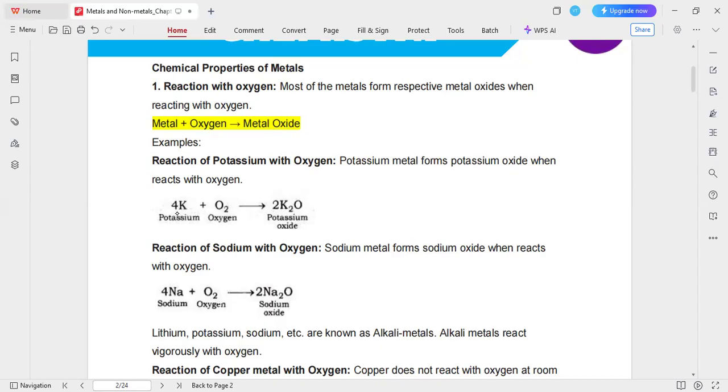For example, potassium and sodium will give you potassium oxide and sodium oxide respectively. See, potassium and sodium are highly reactive. The reaction is highly exothermic, so it can catch fire also. Why is it K2O? Try to understand. Potassium valency is 1, oxygen valency is 2. So by the crisscross method, K2O. Yes or no? Similarly, it is Na2O. Yes or no? Next.